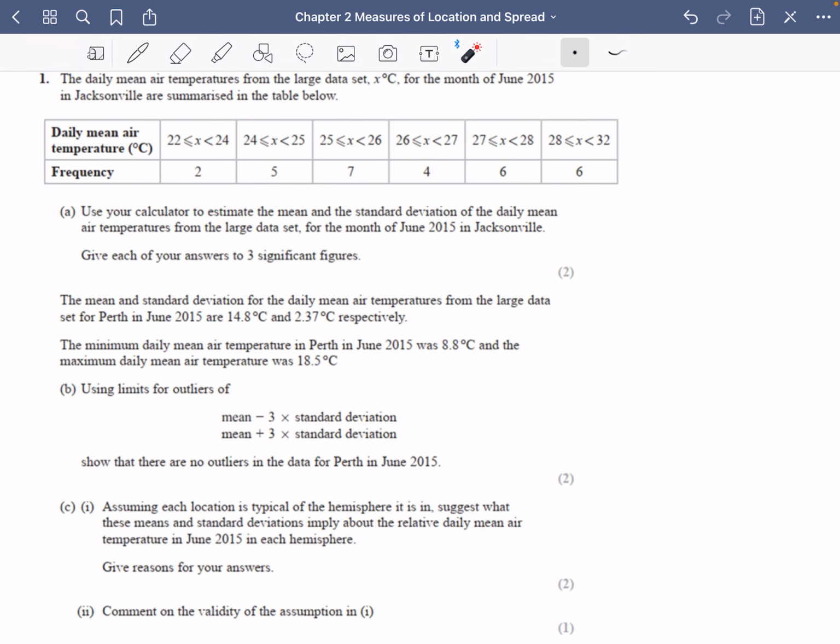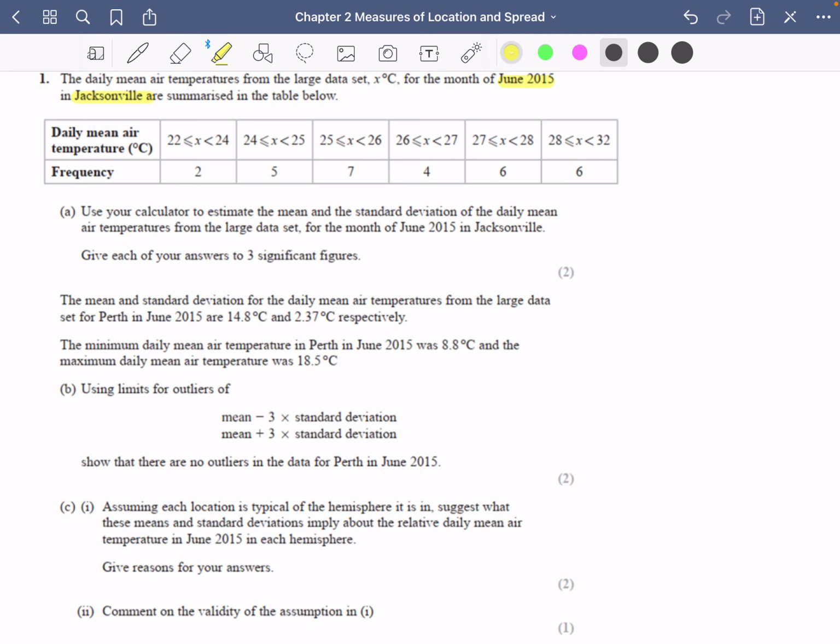So it says the daily mean air temperature from the large data set for the month of June 2015 in Jacksonville is summarized in the table below. So this is for Jacksonville in June 2015. Use your calculator to estimate the mean and the standard deviation of the daily mean air temperature from the large data set for Jacksonville. Give each of your answers to 3 significant figures. So I've actually already put the data, I think, on one of my calculators. Let me see if I've got it on this one here. Yep, so I'm going to just show you what I've got here.